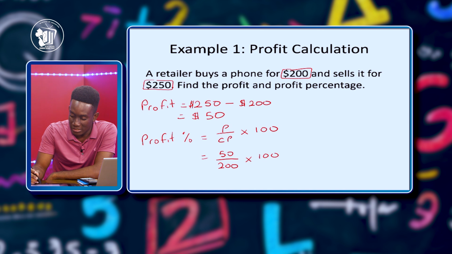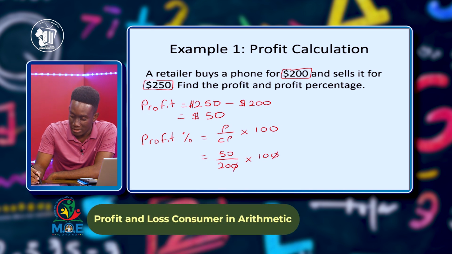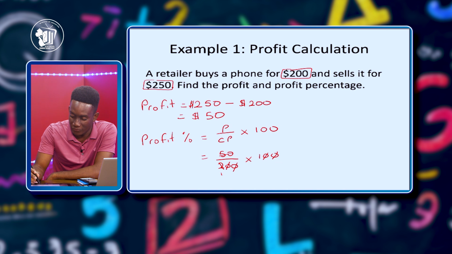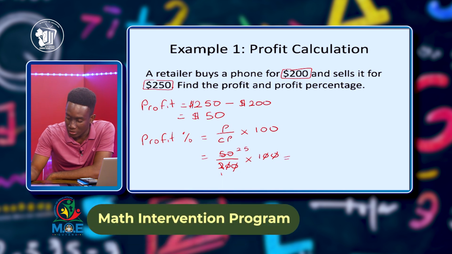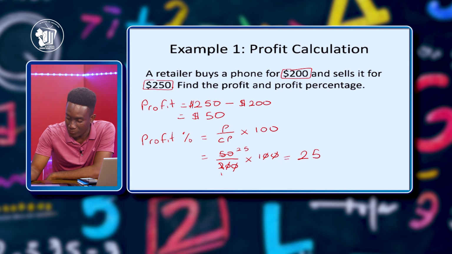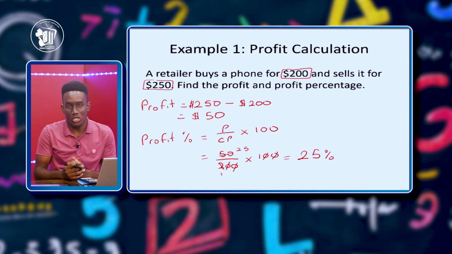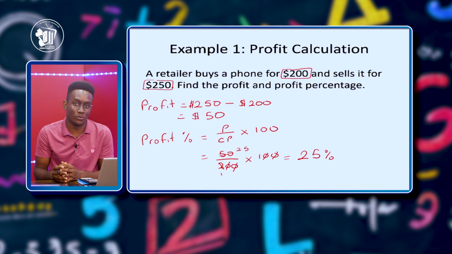So we can do some cancelling out. This will cancel out with that. This will cancel out with that. And 2 into 50, 25. So we see 25 times 1 would give us 25%. So the profit percentage gain was 25% after the retailer made a profit of $50.